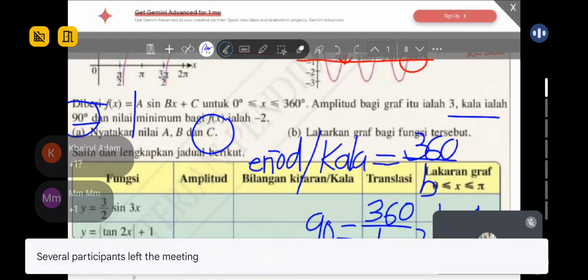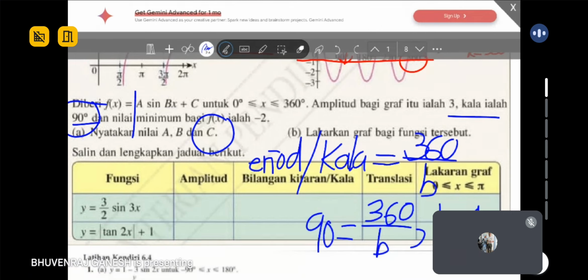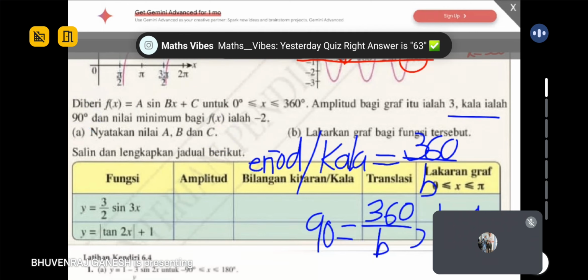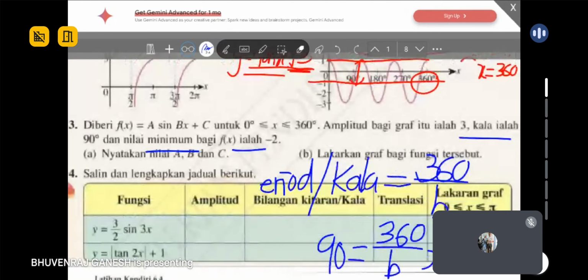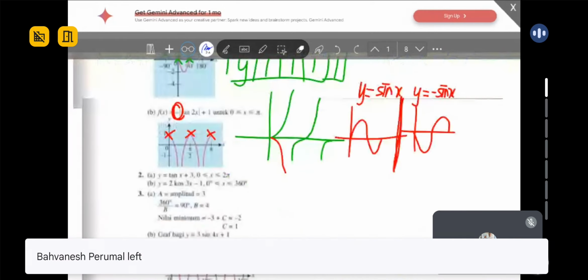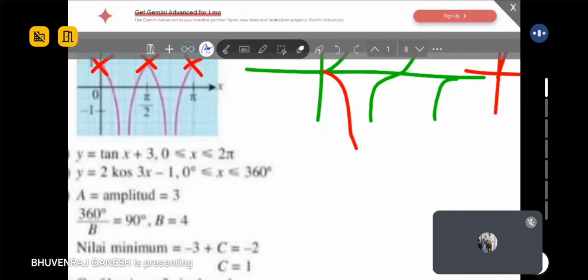Okay, very good. C value equal to +1. Correct. So how to get +1? Because they tell you the minimum value is -2. Nilai minimum. So you can actually form an equation: -3 plus C will equal -2. Can you see? -3 plus C equal to -2. Then you will solve, C value equal to 1.